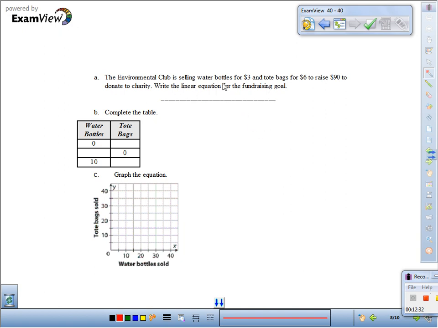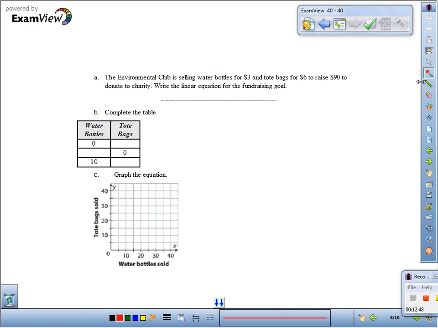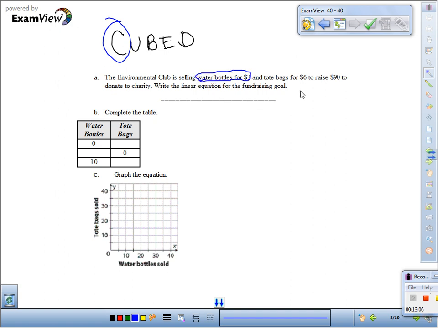All right. So, let's use CUBES for this one to make sure we get organized. I'm going to write at the top CUBES. So, first of all, with blue, I'm going to circle important numbers. Important numbers here are $3 for the water bottles. Also, $6 for tote bags. And they need a total of $90 to be raised.